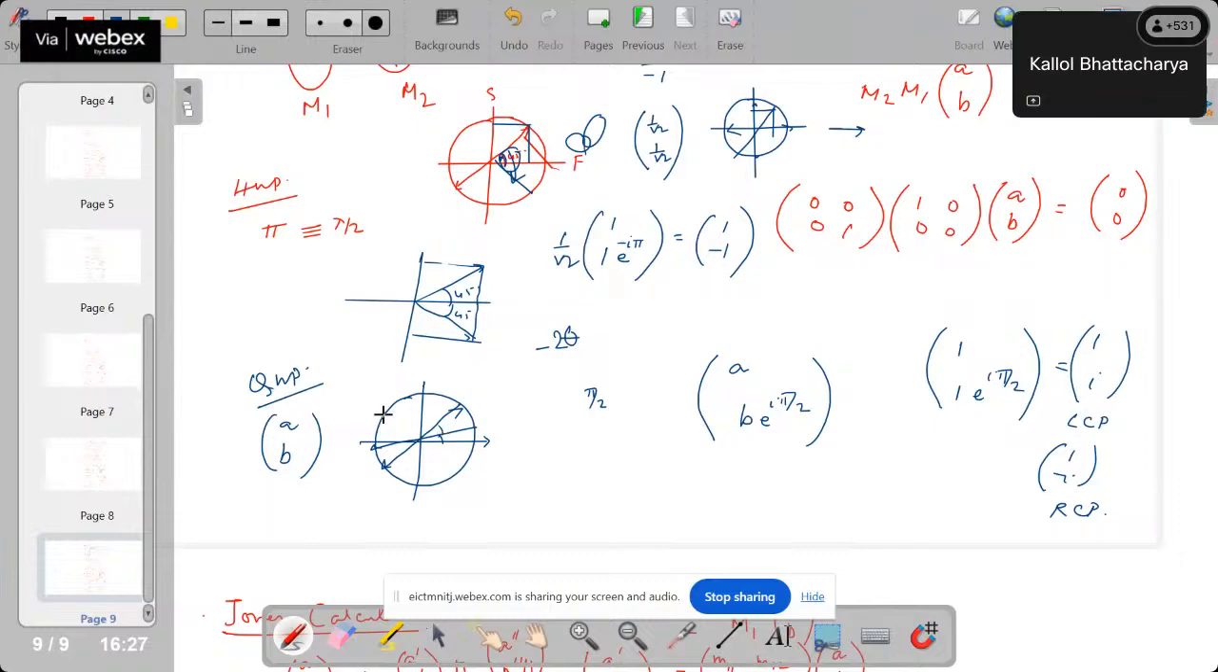Okay, if the incident polarization is along this direction, making an angle of 135 degrees, then you have right circular polarization.